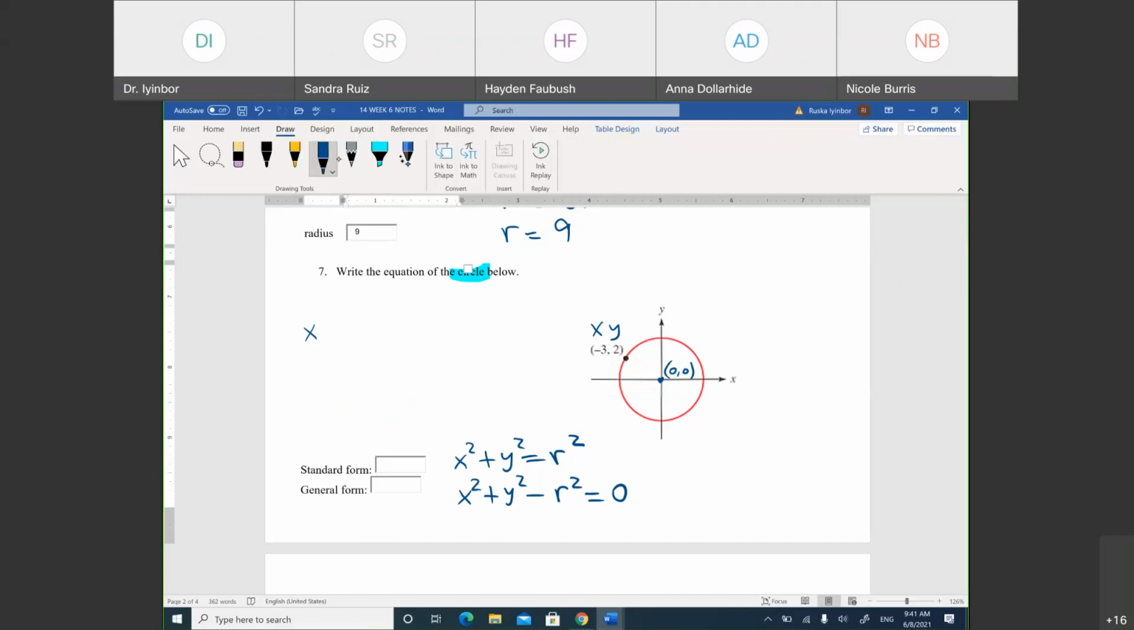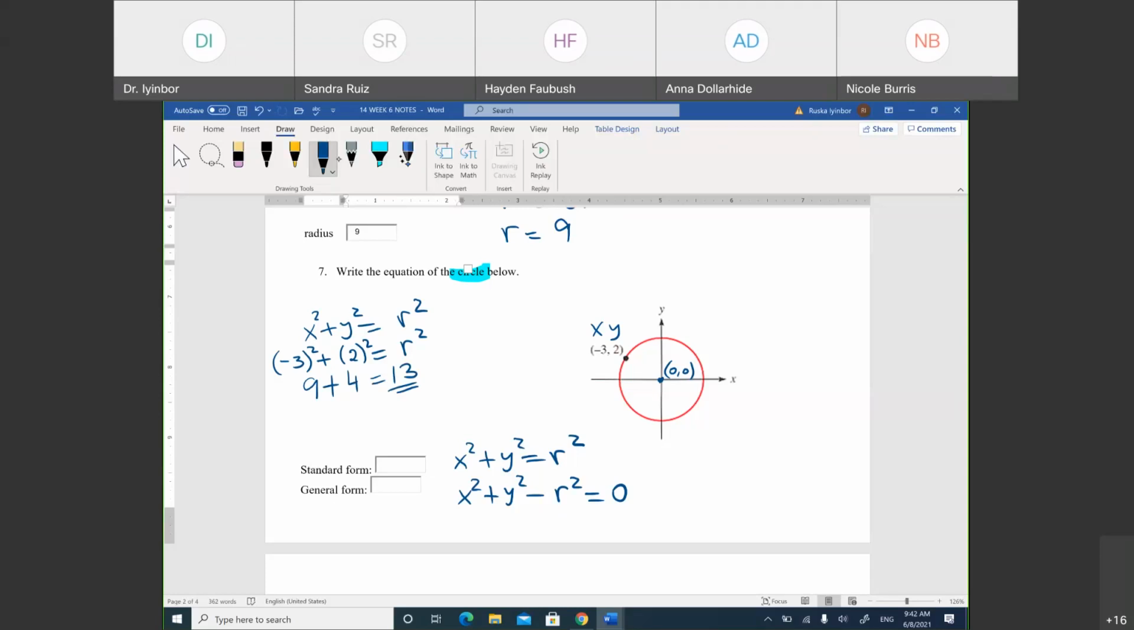The equation is x squared plus y squared equals r squared. I'm going to use x and y from the point. So x is negative 3 squared, y is 2 squared equals r squared. I'm going to find r squared. So negative 3 times negative 3 is 9, plus 2 times 2 is 4, which gives me 13, right? So r squared is 13.